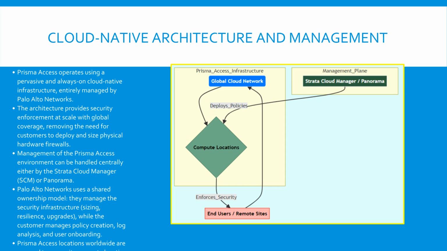The diagram illustrates the high-level flow and components of the Prisma Access cloud-native architecture. The process begins in the management plane, where administrators use Strata Cloud Manager or Panorama to centrally manage configurations and push security policies. This management system interacts with the global cloud network infrastructure provided by Prisma Access. The network traffic from end users and remote sites is routed through this cloud network to one of the regional compute locations. These compute locations are where the security enforcement actually takes place. The arrows indicate that the management system deploys policies to these compute locations, and the compute locations then enforce security rules on the user traffic. This clear separation of management and data planes, combined with global presence, is key to the platform's scalability and consistent security delivery.